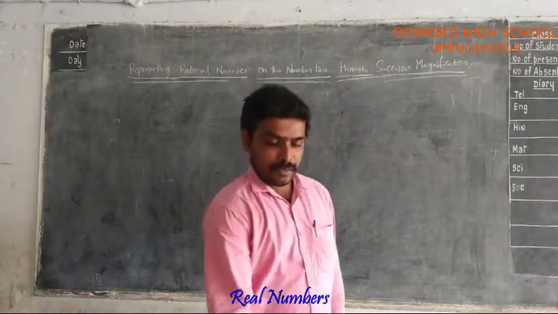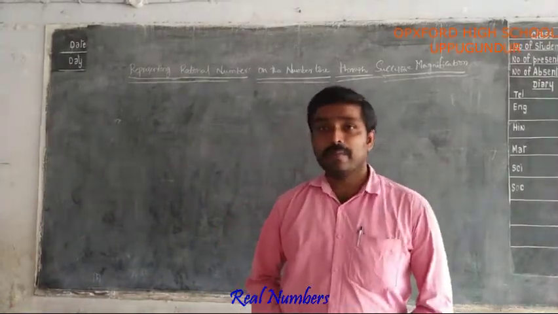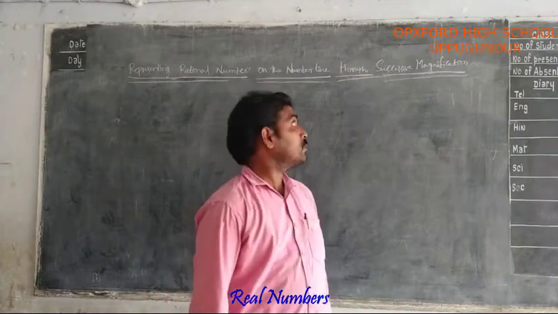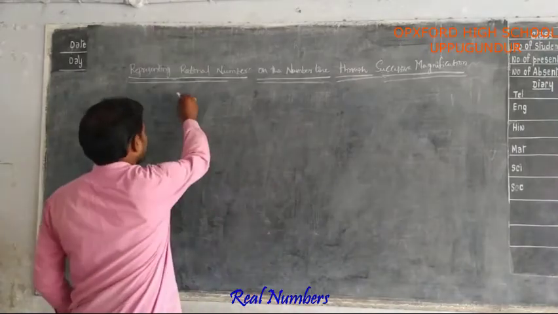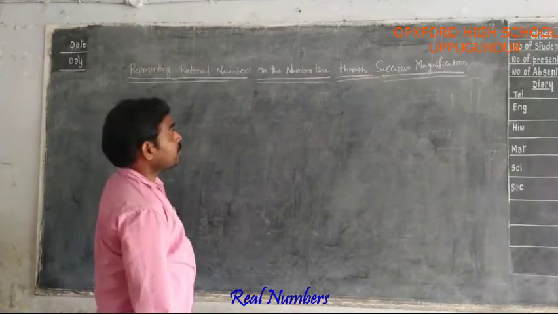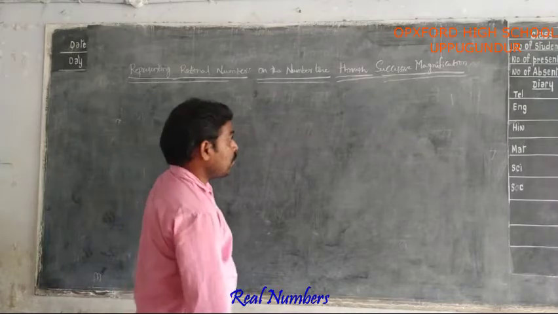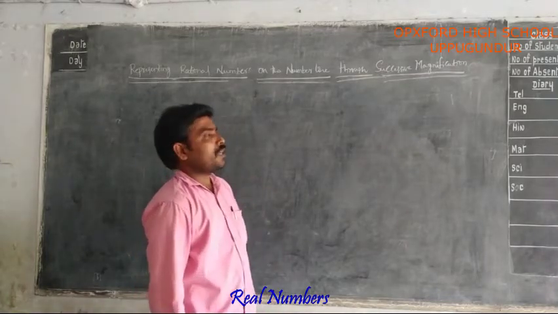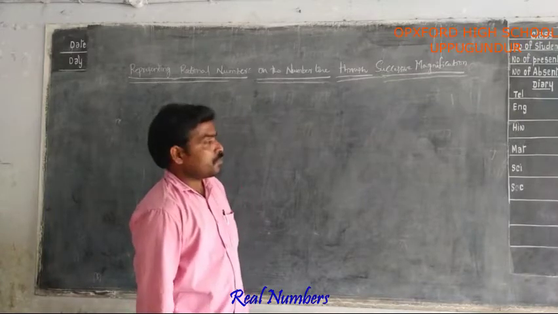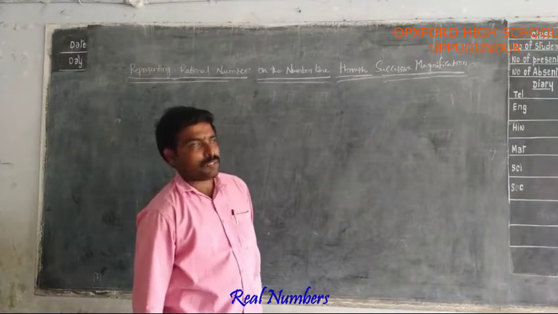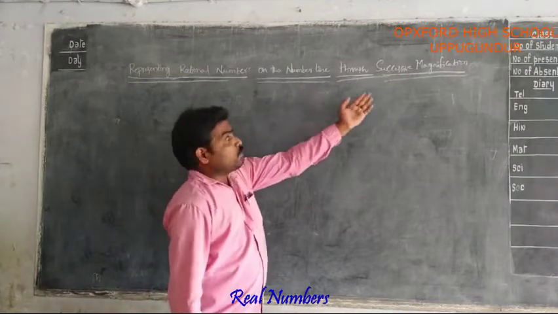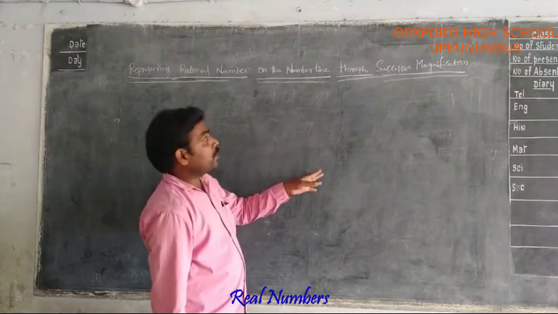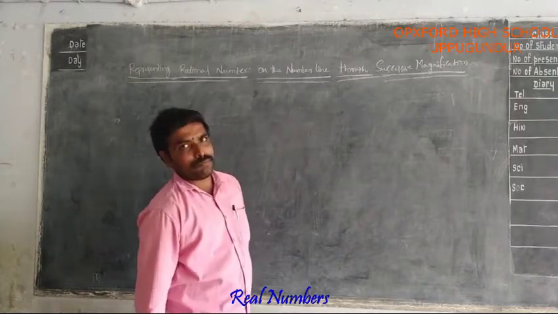Good morning, students. Today we will discuss how to represent rational numbers on the number line through successive magnification. We know that every rational number is in the form of either a terminating decimal or a non-terminating repeating decimal. So, how will you represent a terminating decimal on the number line through successive magnification, or how will you represent a non-terminating repeating decimal on the number line through successive magnification?